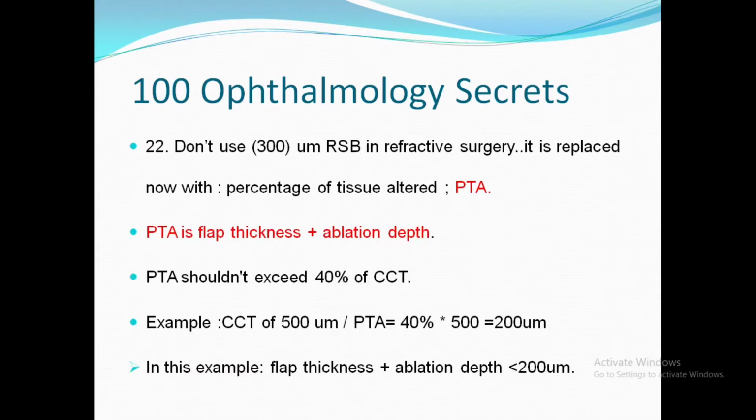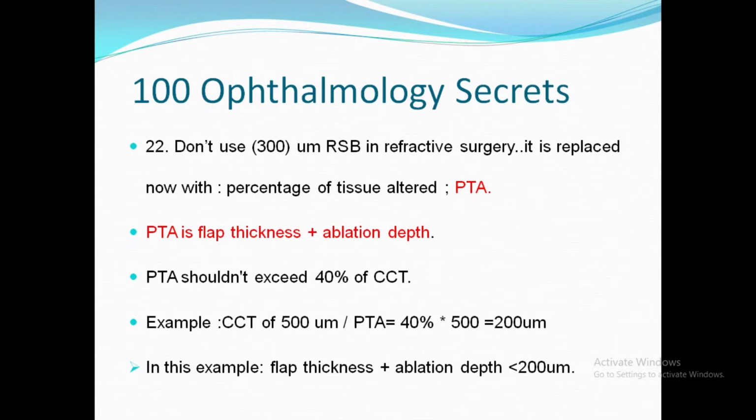Number 22. Don't use 300 micron residual stromal bed in refractive surgery. It is now replaced with percentage of tissue altered. Percentage of tissue altered is the flap thickness plus ablation depth. This PTA should not exceed 40% of central corneal thickness. Example, you have a central corneal thickness of 500 microns, so its PTA is 200 micron. In this example, flap thickness plus ablation depth shouldn't exceed 200 micron.